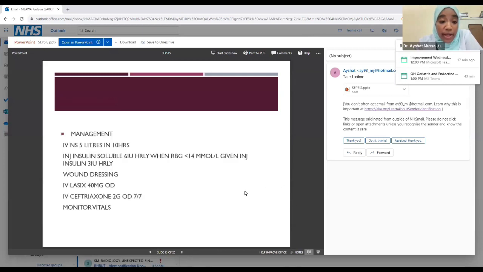So the management there: they continued with normal saline, 5 liters in 10 hours. Injection insulin soluble 6 international units hourly. When RBG was less than 14, they indicated that the patient should be given insulin 3 international units hourly. Wound dressing was done, and he was also started on IV Lasix 40 milligrams. IV ceftriaxone 2 grams was continued, with monitoring of vitals. Next.